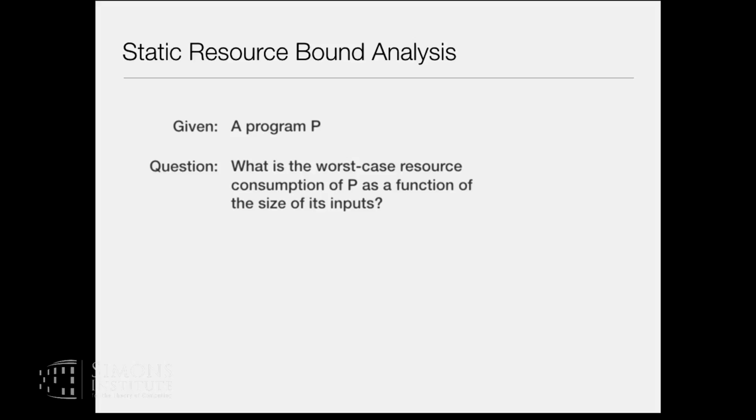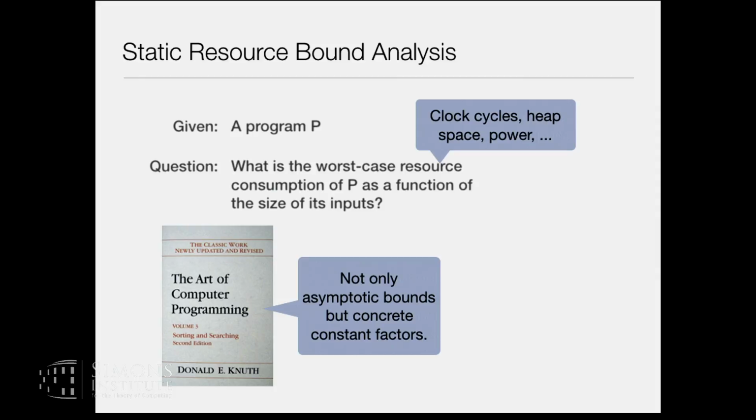So the problem we're looking at is very similar to analysis of algorithms. We are given a program P, and we would like to know what is the worst case resource consumption as a function of the sizes of the inputs and a resource. A resource can be clock cycles, heap space, energy usage. And in these motivating examples I mentioned, you see that asymptotic bounds are not good enough. You want concrete constant factors, preferably on concrete hardware.